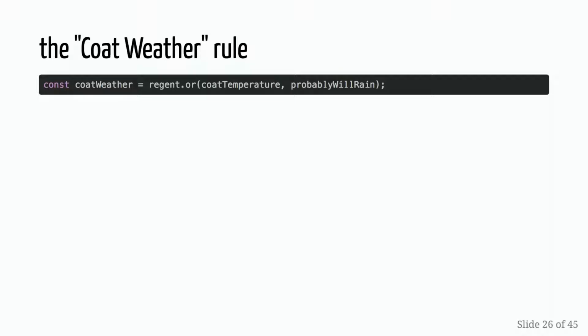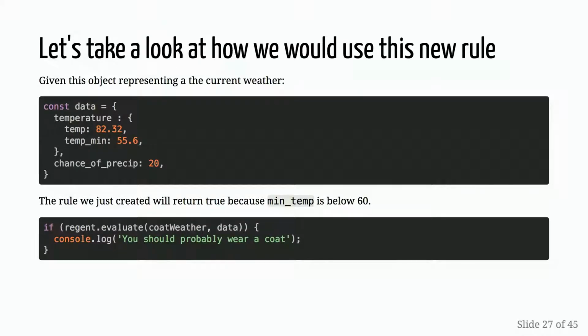All right, so we have our coat weather rule. Let's look at it in our application. This is the why, right? This is the stuff that I kept saying I don't care about, and I really don't. Let's look at the how. How do we actually put this into JavaScript to make it do stuff?